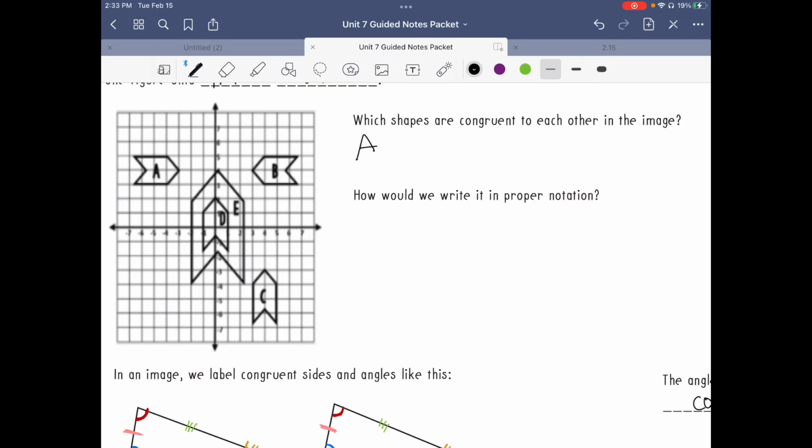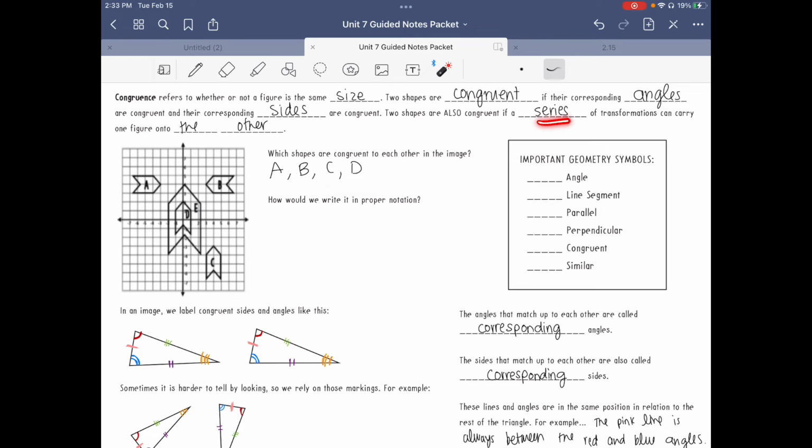Okay, in most of my classes, they figured out A, B, C, and D pretty quickly. Now, I pushed them to make sure that you understand why these are congruent. Why are A and B congruent? The reason is that if you take A and you reflect it across the y-axis, then you get B. That is a transformation. That's a series of transformations that carries A onto B. So if you can carry A onto B, then they are congruent. The formal notation for that would look like this: A is congruent to B.